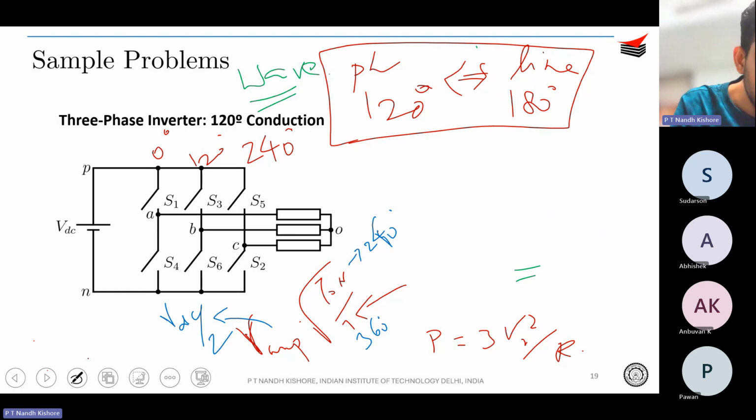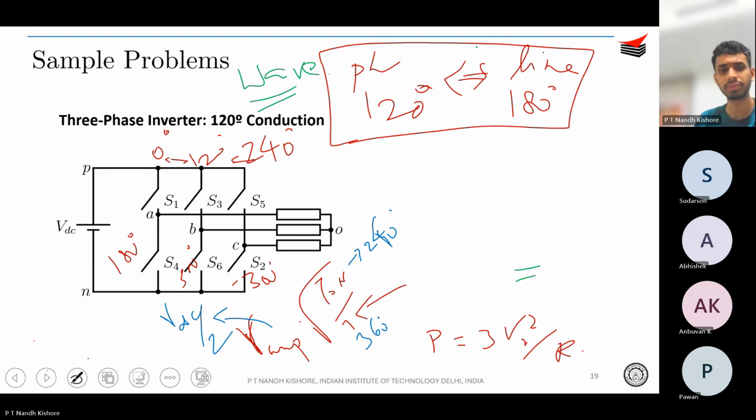Okay, and similarly, this is quite complementary. So S4 will turn on at 180, and this is 120 plus 180, right? 300, and this is 240 plus 180. So it is basically minus 120, minus 180. Okay, so it will be minus 300. Yeah. So there is a difference of 120 degrees. Fine.